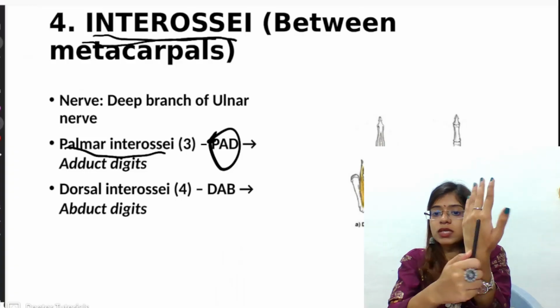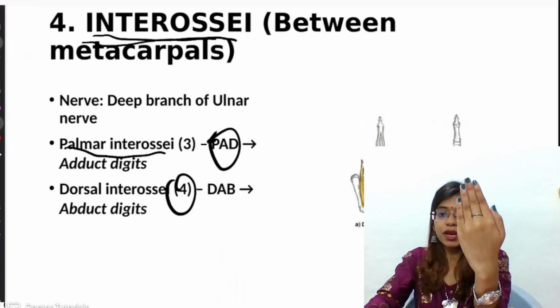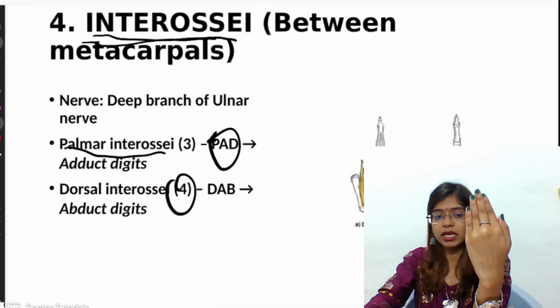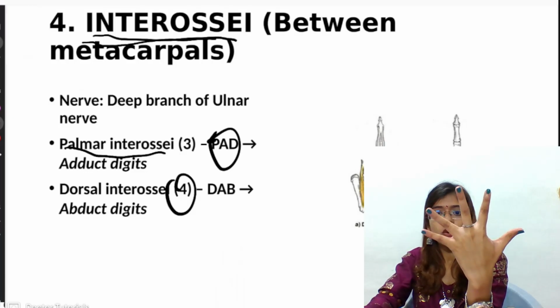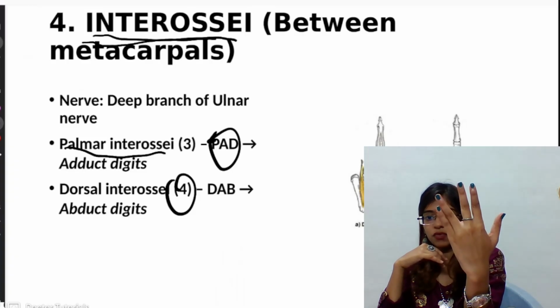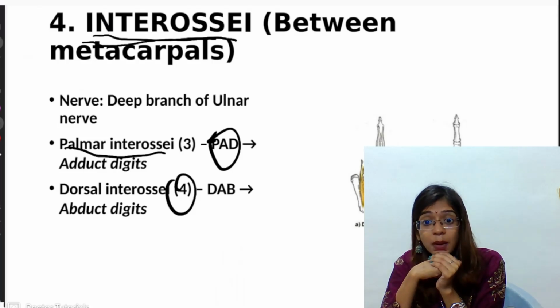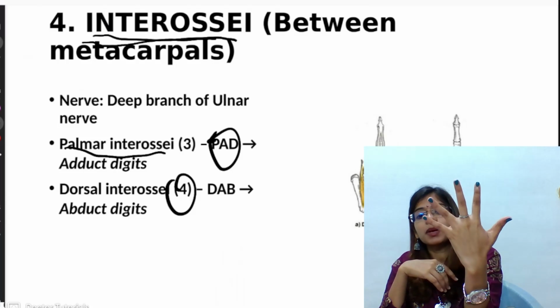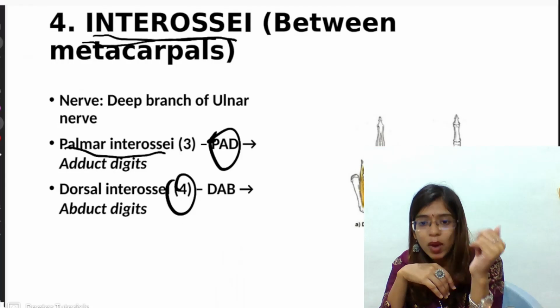Now, we have dorsal interosseous. They are 4 in number. They help in abduction of the fingers. Abduction of the fingers means that if I am moving the rest of the fingers away from the middle finger, that is called abduction. When you see this, the dorsal interosseous are working well.